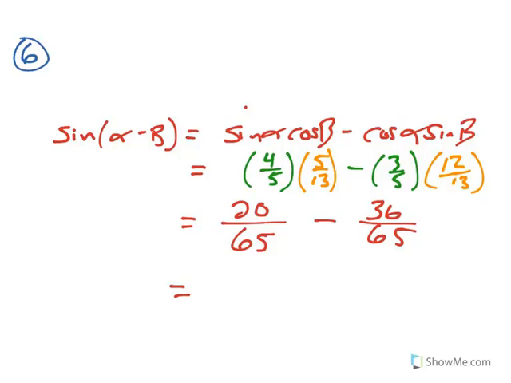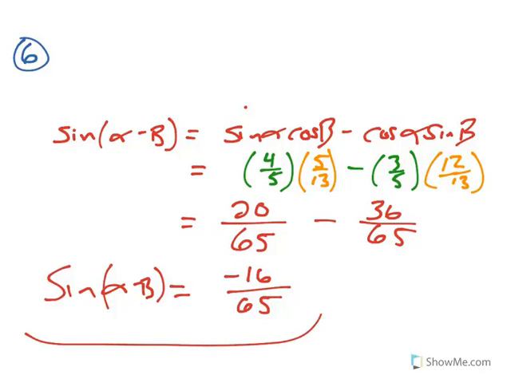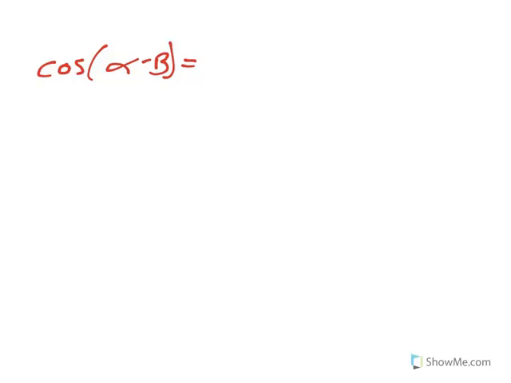Once you have common denominators, subtract the tops, the numerators. 20 minus 36 is negative 16. Bottom stays the same. If that reduces, you should reduce it. It does not reduce. So sine of alpha minus beta is negative 16/65. Number 7, we're supposed to figure out what cosine of alpha minus beta is.